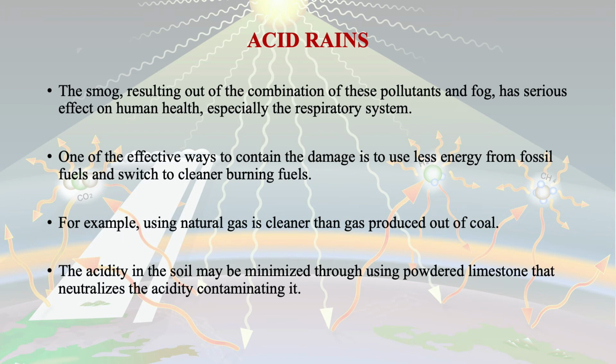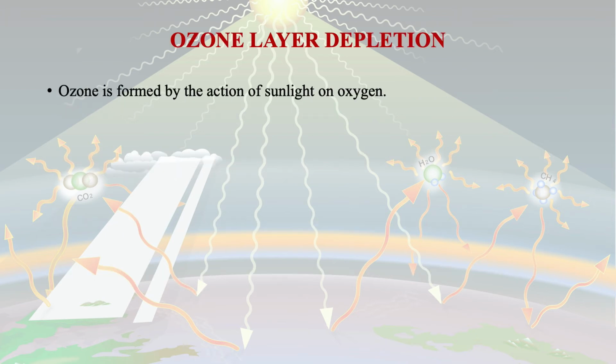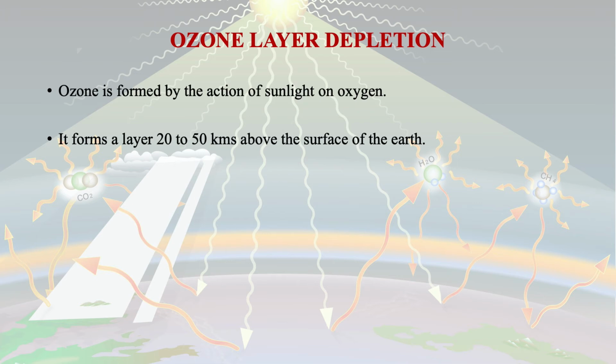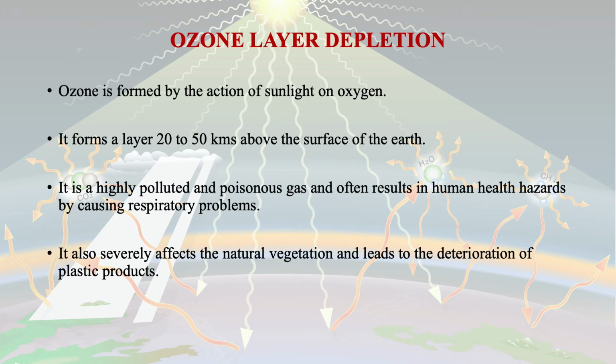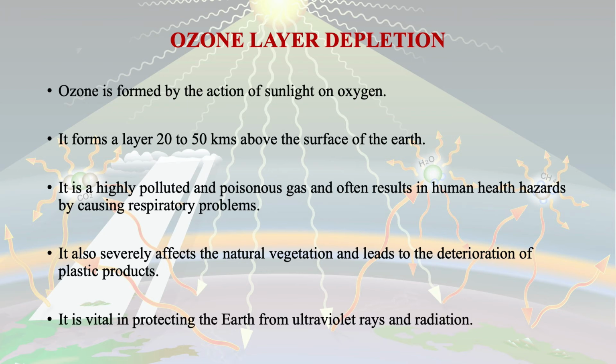The next important factor is ozone layer depletion. Ozone is formed by the action of sunlight on oxygen. It forms a layer 20 to 50 kilometers above the surface of the earth. It is a highly polluting and poisonous gas and often results in human health hazards by causing respiratory problems. It also severely affects natural vegetation and leads to the deterioration of plastic products. It is vital in protecting the earth from ultraviolet rays and radiation.